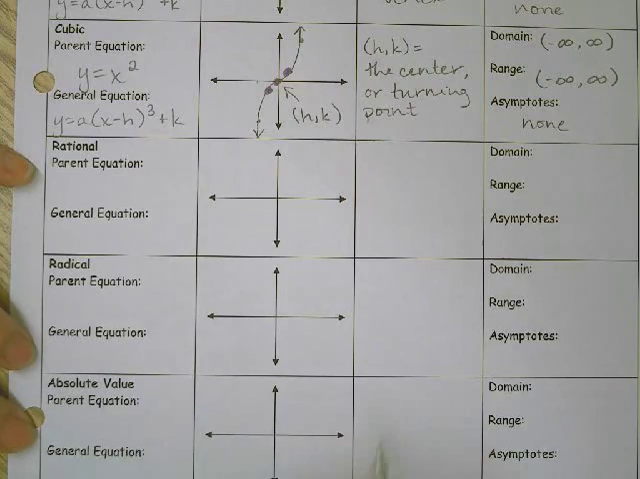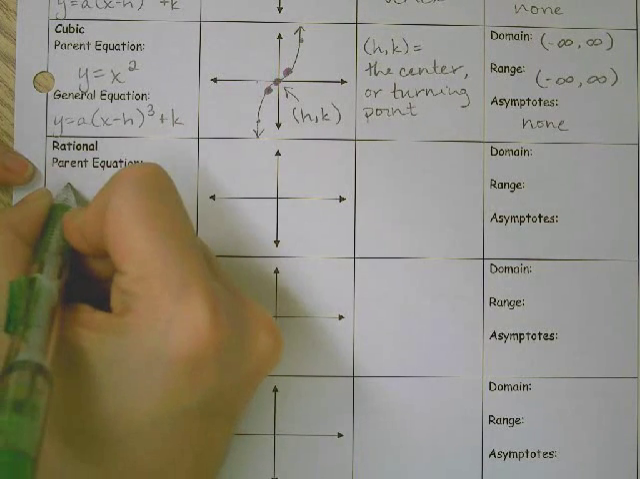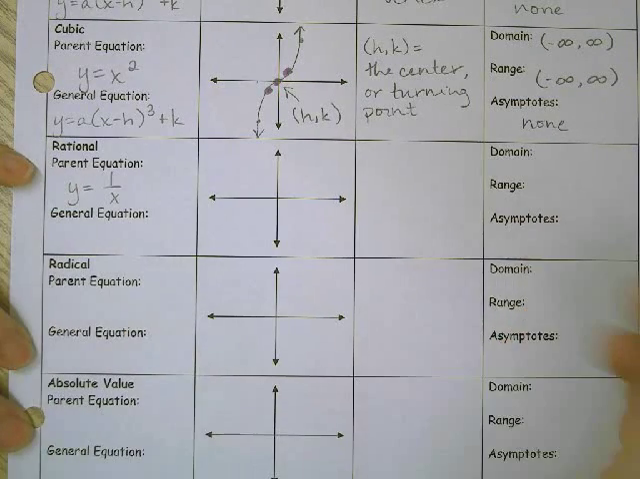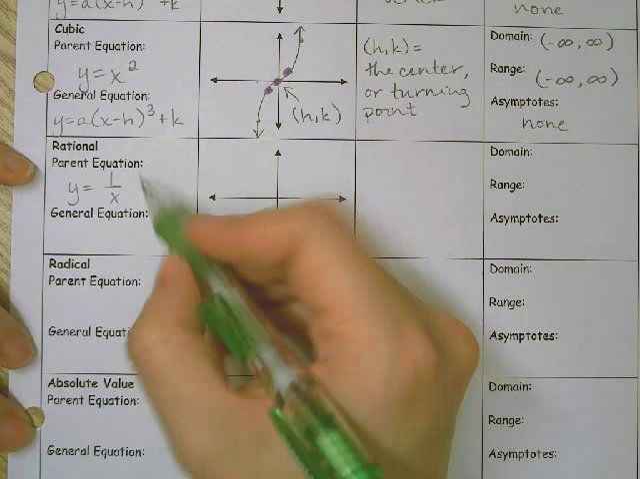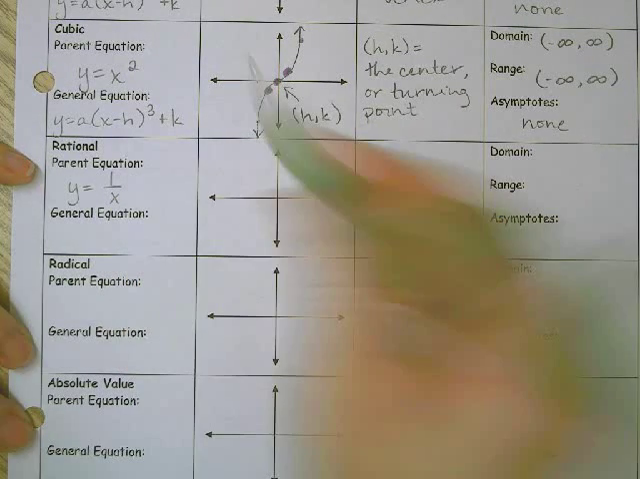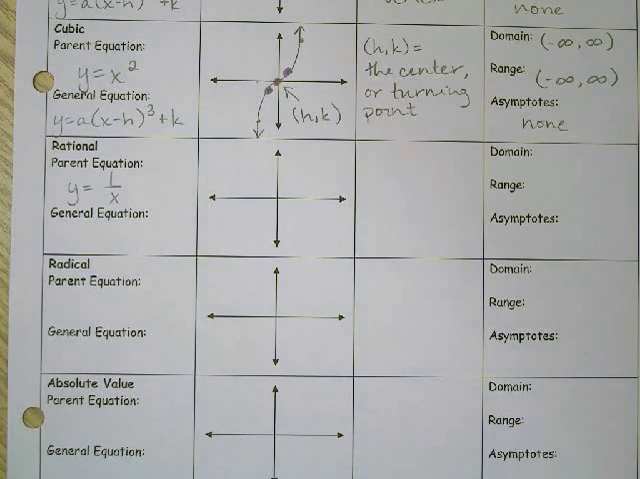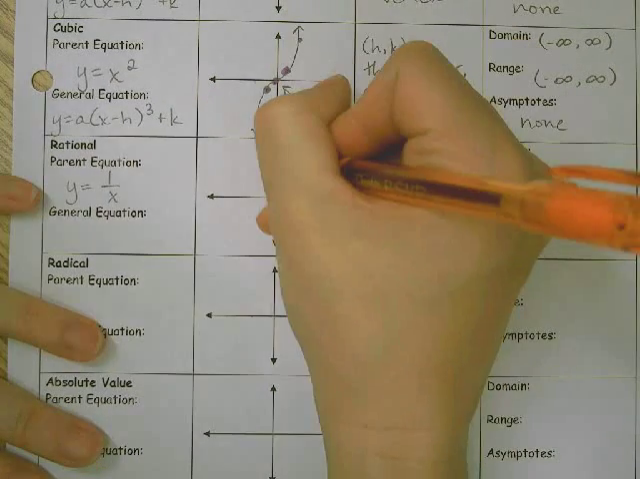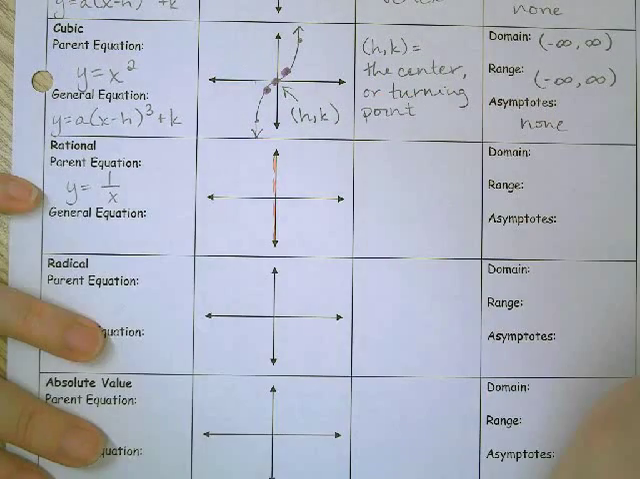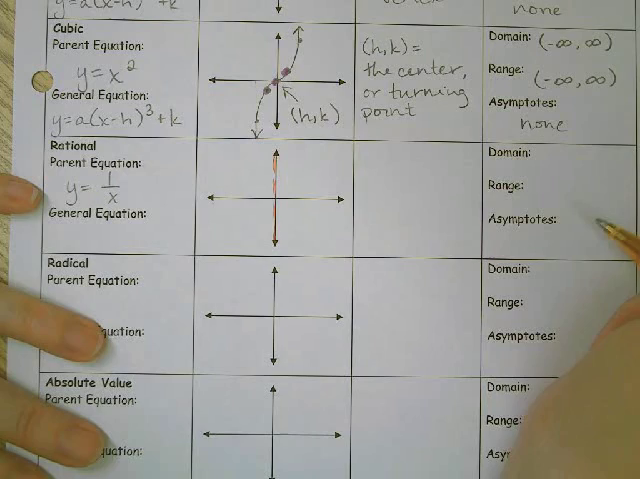So we come to that in our rational parent equation, which is y equals 1 over x. What that one looks like, because x cannot be 0 because you can't divide by 0, then I have a vertical asymptote at x equals 0. And you always want to note that with a dashed line.